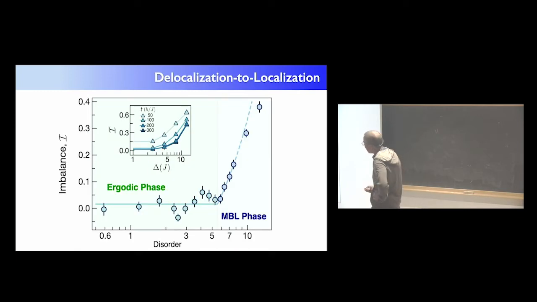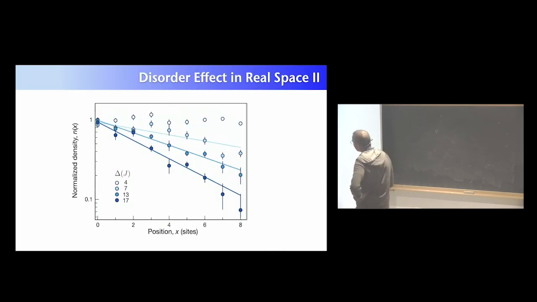And actually, if we look at how this imbalance evolves as a function of disorder strength, you see that it seems to be 0 up to something like 5 or 6 in units of J, but then very suddenly seems to rise. Okay?